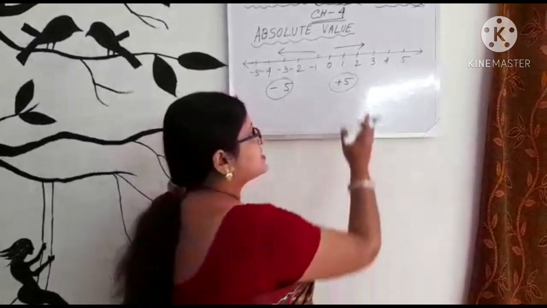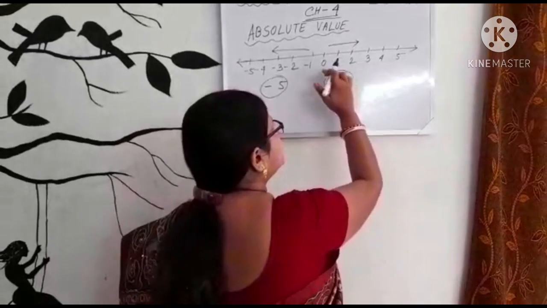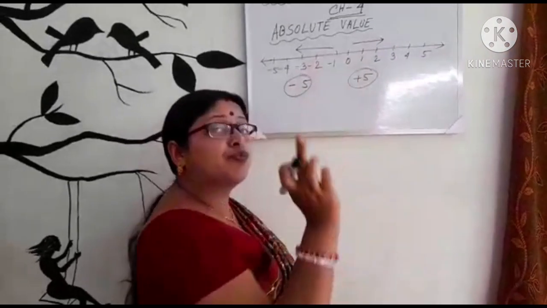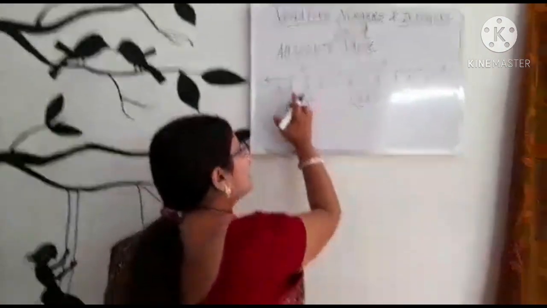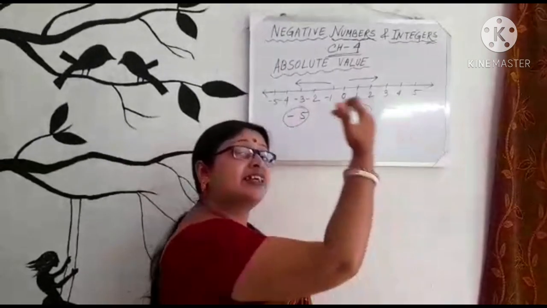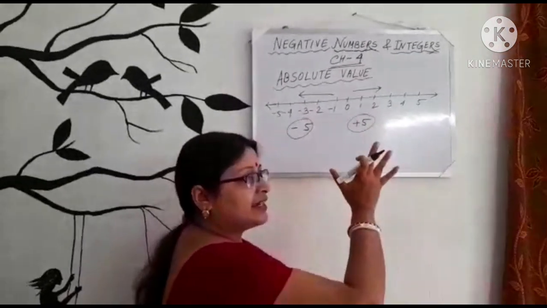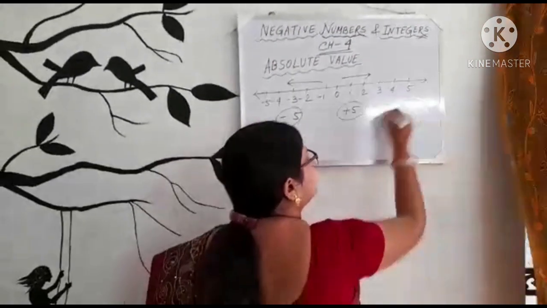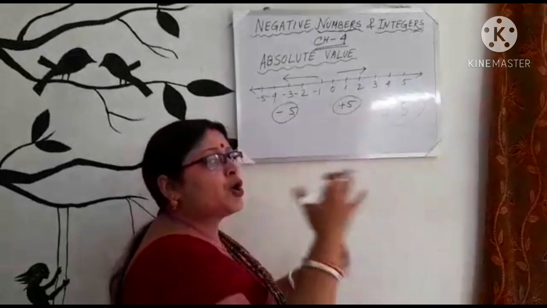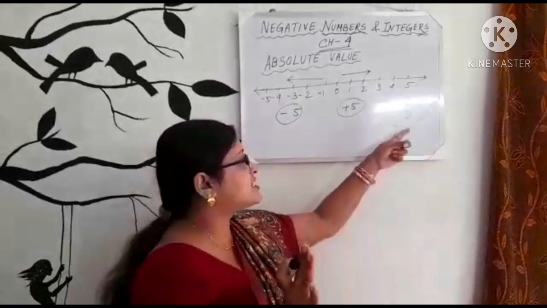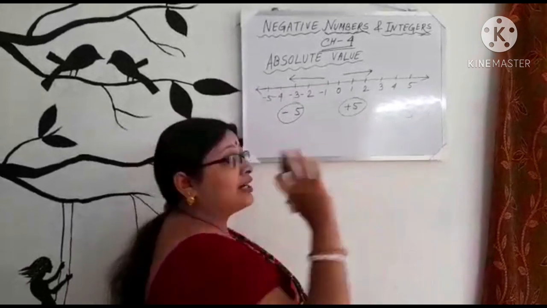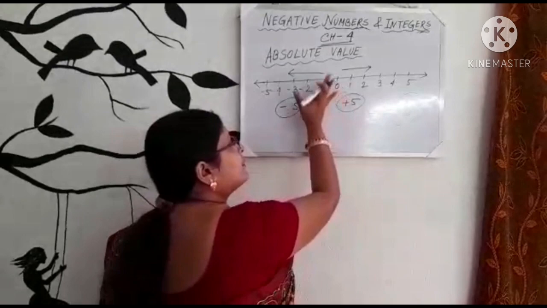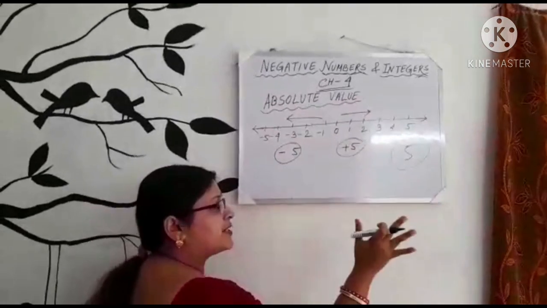Clear? That means plus 5 means 5 units from 0 in the positive side, and minus 5 means 5 units from 0 in the negative side. Whether it is plus 5 or minus 5, the number of units is 5. This is called absolute value. That means what is the absolute value? Whatever, plus 5 or minus 5, whatever is there.